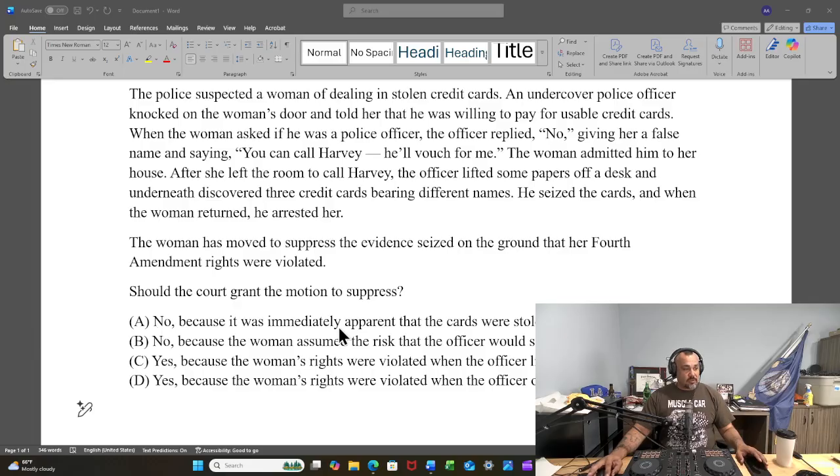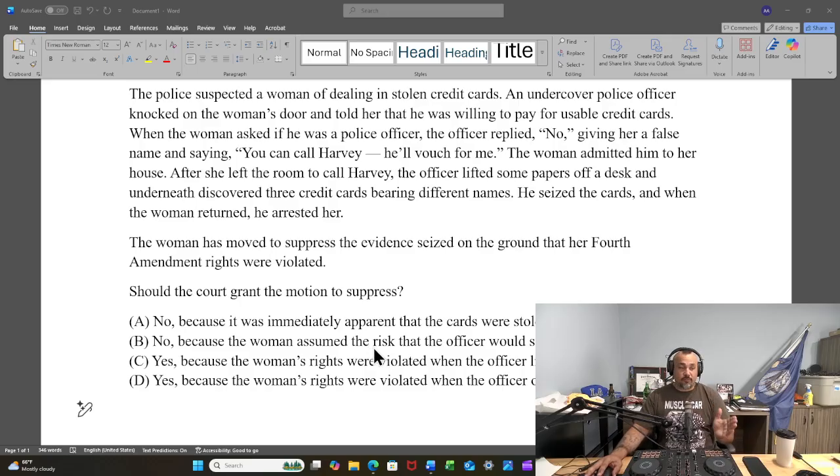A, no, it doesn't matter that it was immediately apparent, because chronologically he had already lifted the papers before they became apparent that they were stolen, right? So he had already conducted a search. Therefore, once it was immediately apparent that they were stolen, that's fruit of the poisonous tree. Okay. And then B, no, the woman assumed the risk.